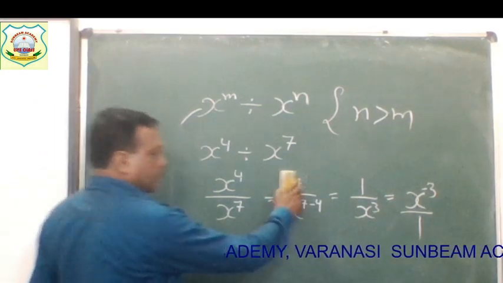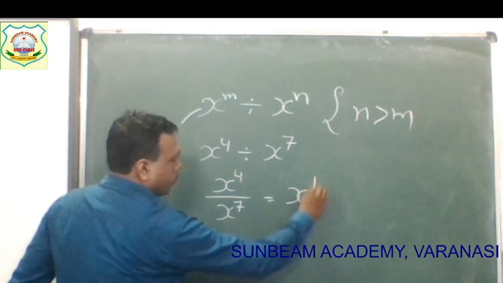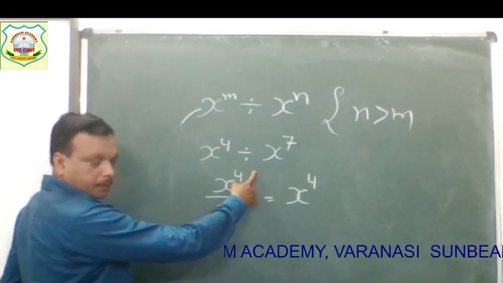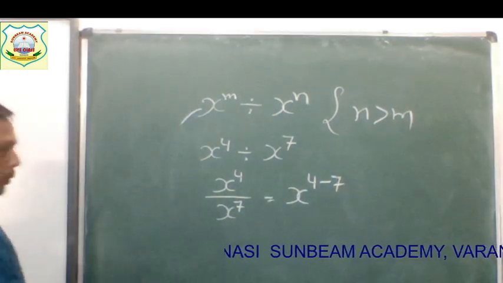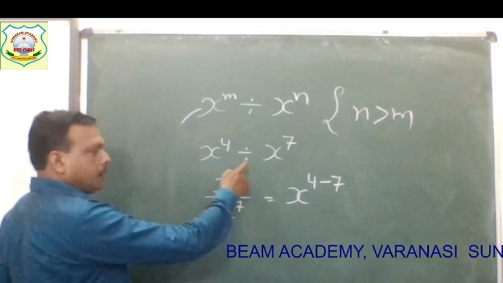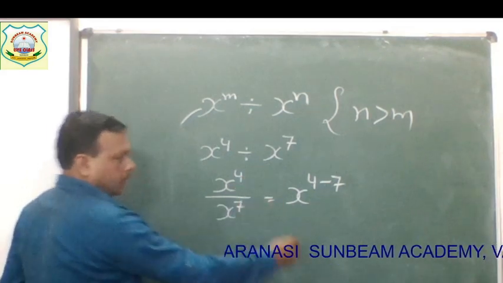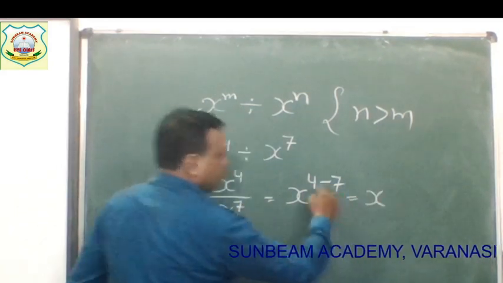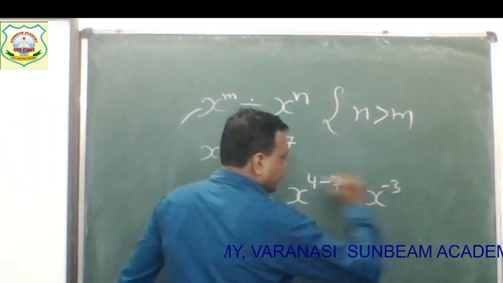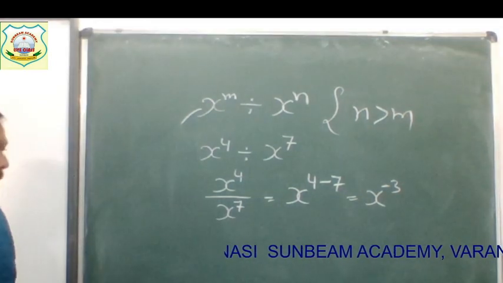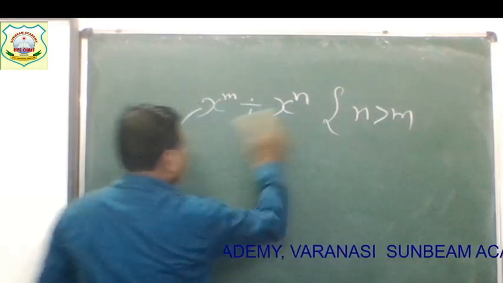One other way you can also do. x power 4. Now you have to send the 7. If you want to show everything in the numerator part, then you can do this way. The other part you will send, its power, you should send to the numerator. Now what will come? x power 4 minus 7, that is 4 and minus 7. So minus is greater, so minus 3. This way also you can do. So clear, students? Now going to the next topic.